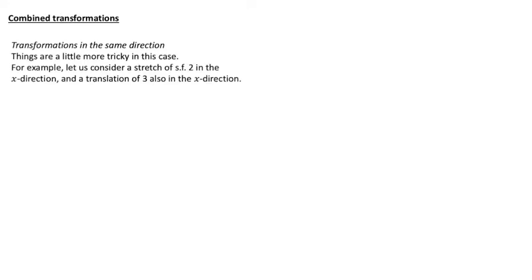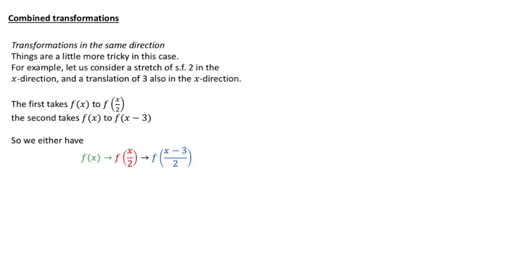Okay. However, transformations in the same direction are a bit more tricky. So if we consider a stretch of scale factor 2 in the x direction and a translation of 3 as well in the x direction, then what happens? Okay, the first takes f of x to f of x over 2, as we saw before, and the second takes f of x to f of x minus 3.